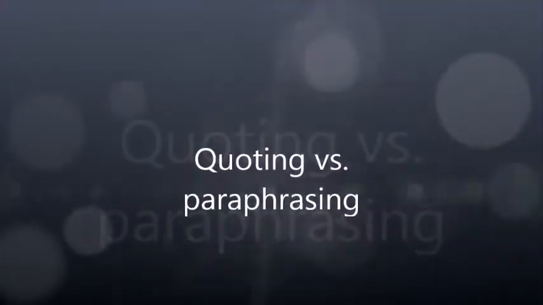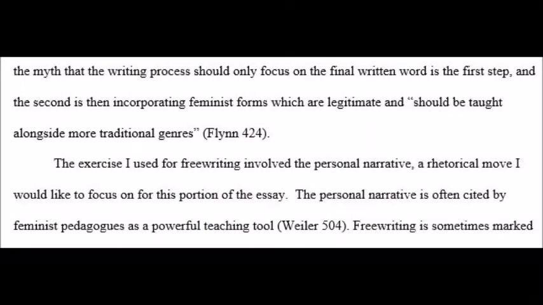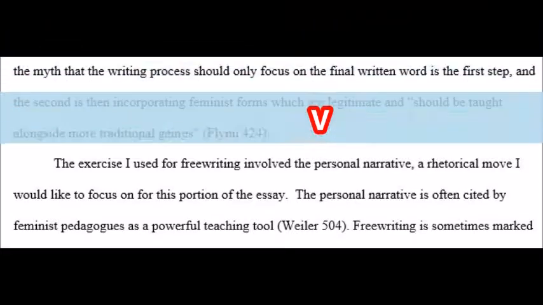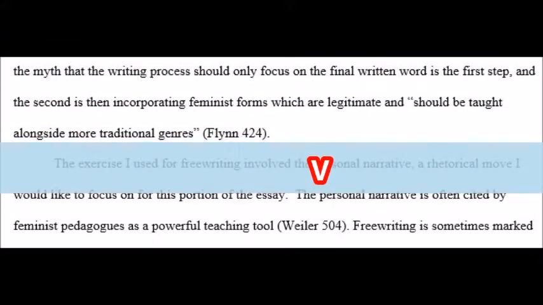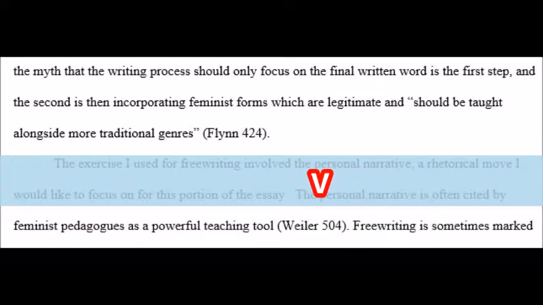Next, let's discuss quoting versus paraphrasing. You quote material when you want to borrow the exact language from an author, as you see here. However, sometimes you may want to borrow an idea but not use the exact language. In these cases, you paraphrase, otherwise known as putting things in your own words. You still use a classic citation, but you can omit the quotation marks since you're not using exact language from the author.